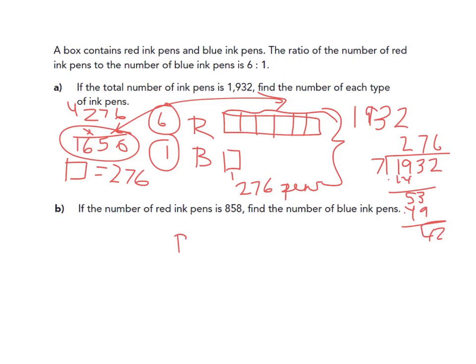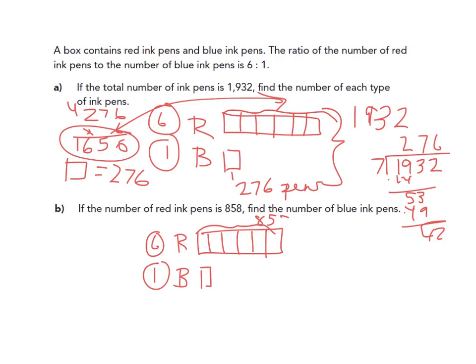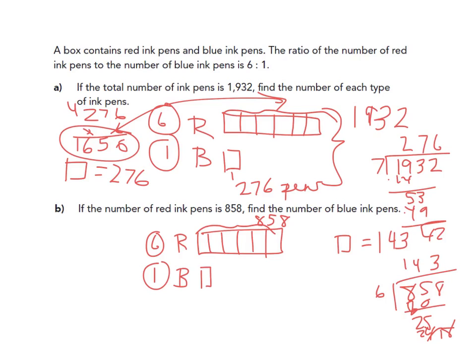If I use the same ratio as at the bottom, reds to blues, looks like there's 6 red pieces to 1 blue piece. And they say the number of red pens is 858. That means that a single block must be 858 divided by 6, because there's 6 pieces there. It looks like each unit is 143 of these pens. So how many blue pens? They're going to be 143 because there's only 1 unit of that.